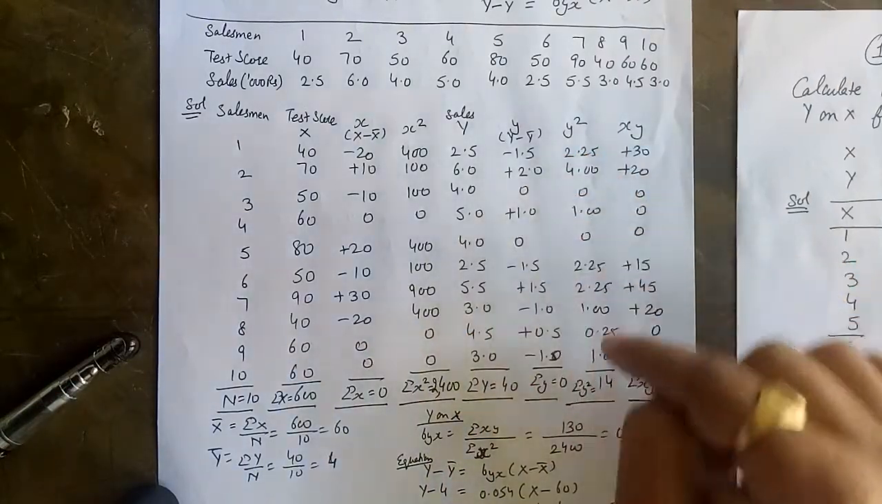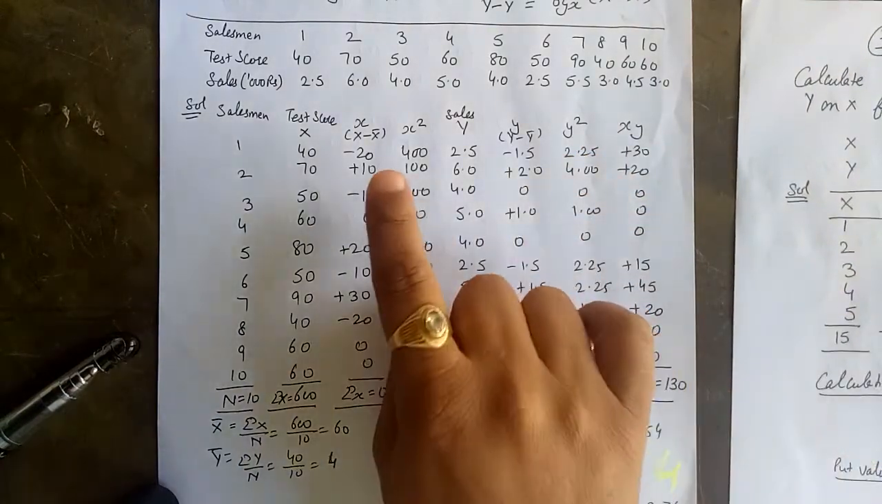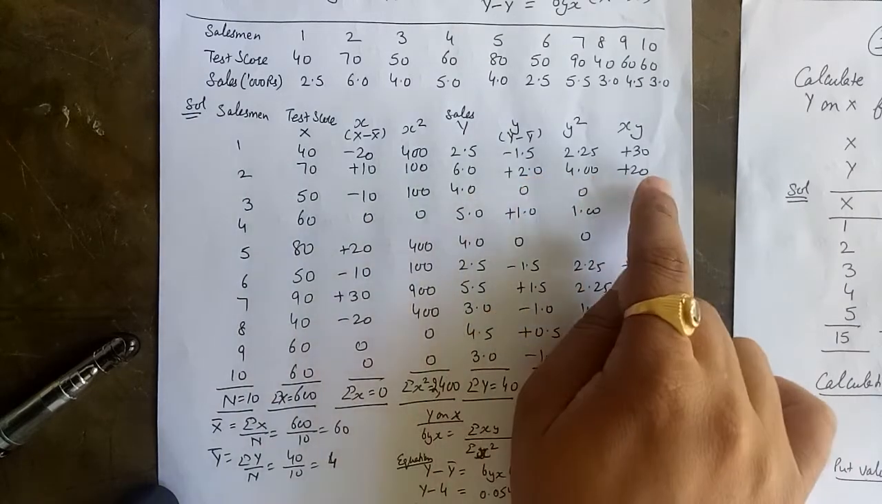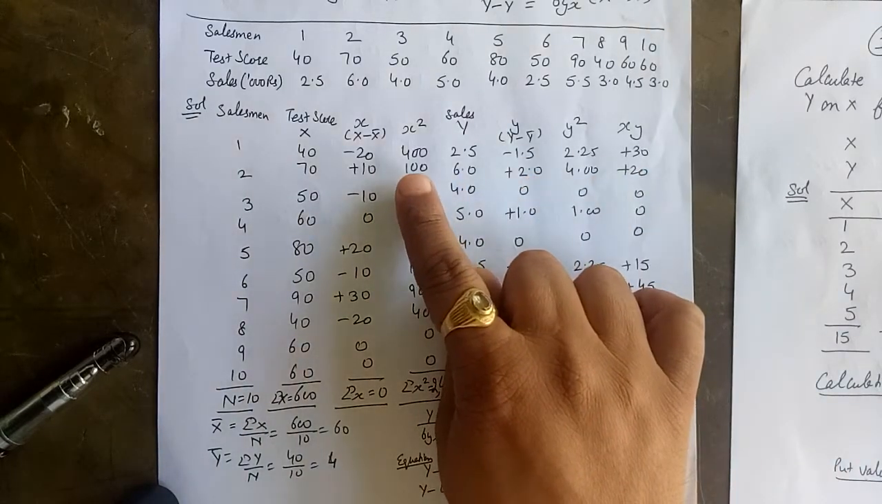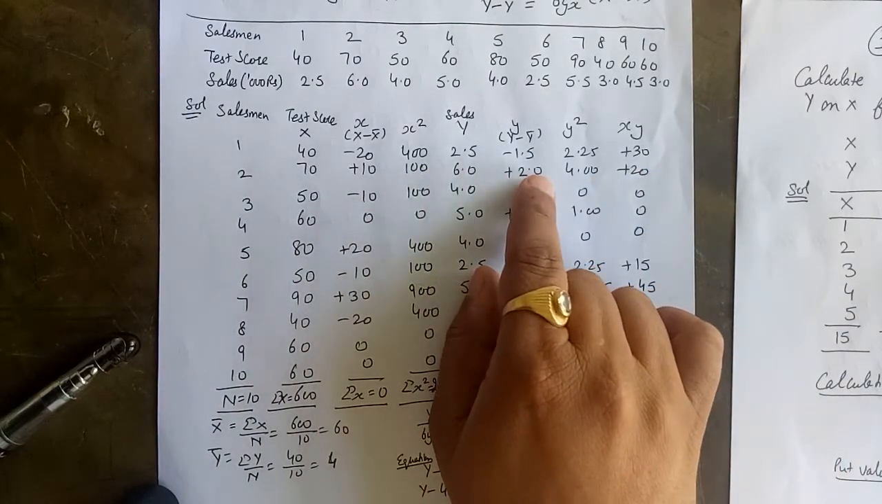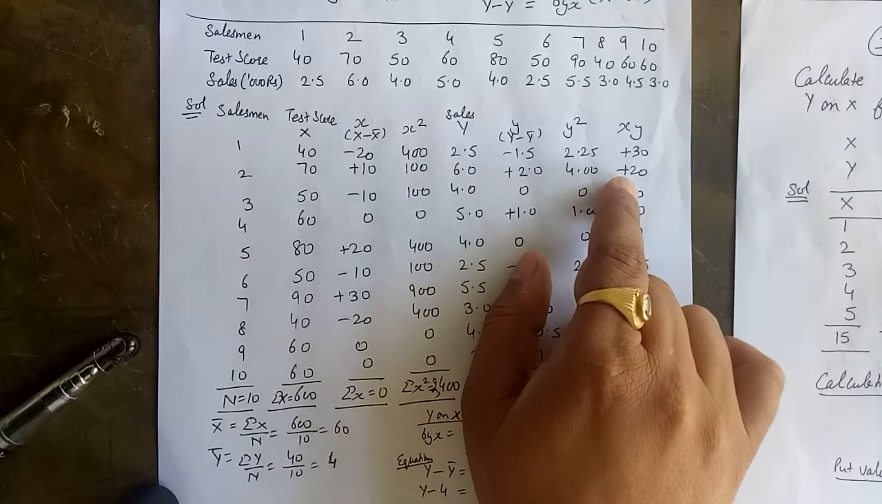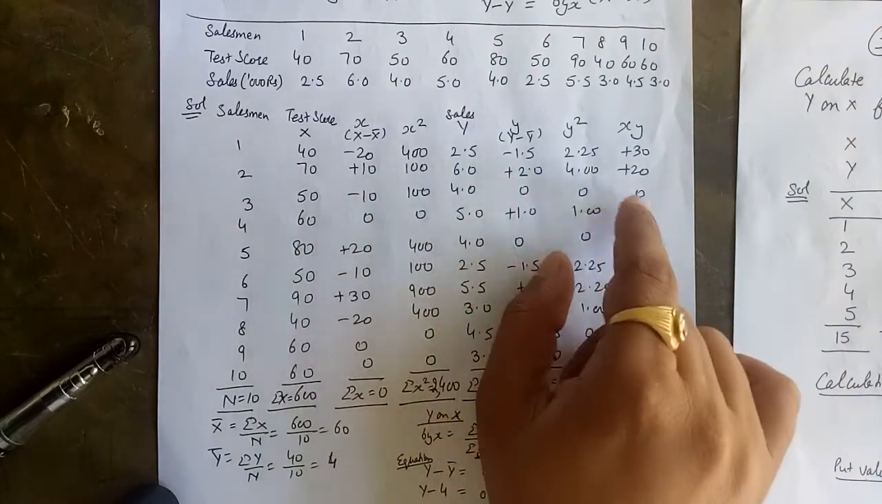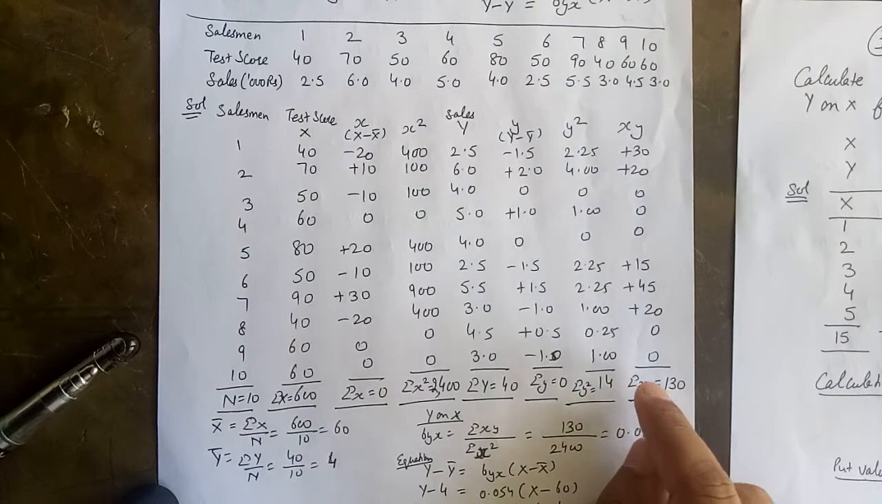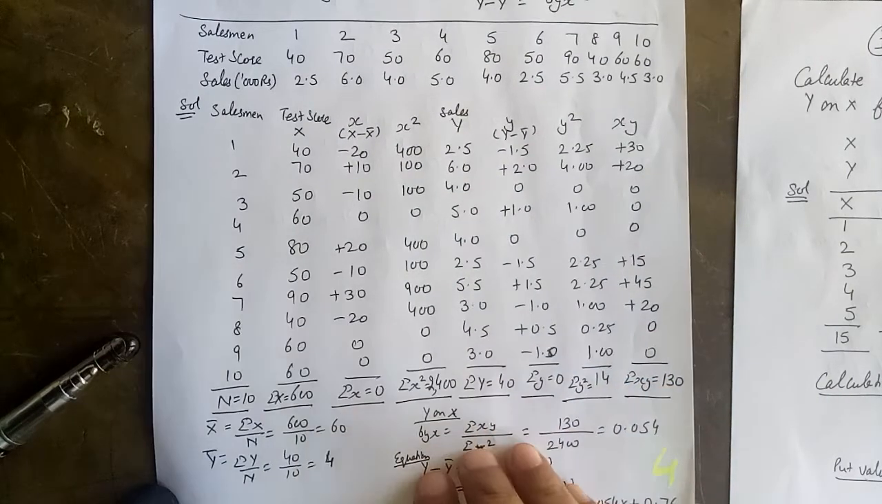So sigma y square we have calculated, it is there, and x and y multiplication is here. We have calculated minus 20 into minus 1.5, that is 30, 10 into 2, that is 20, and so on. So sigma xy is 130.